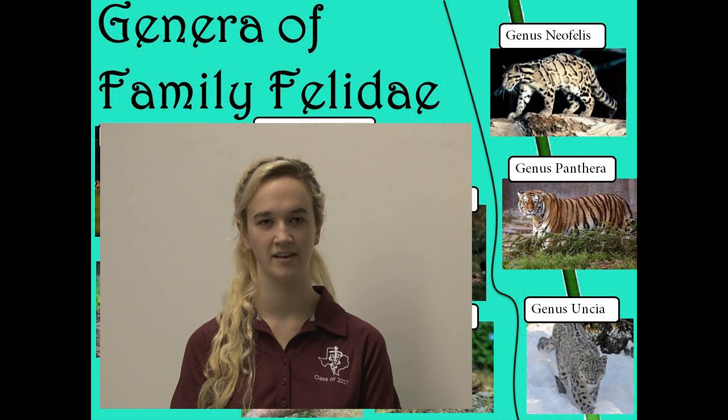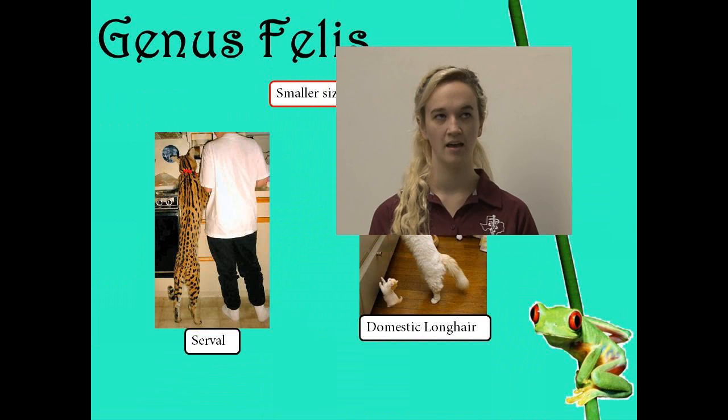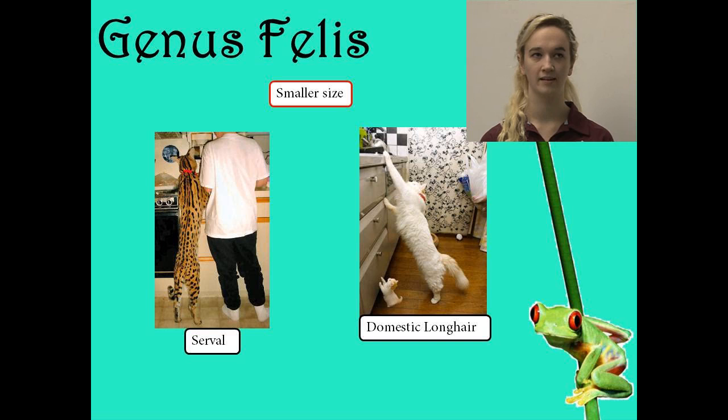So I just think that's kind of cool. And you can go home and tell your parents that you know what a happy tiger sounds like. But we're going to focus on the animals in the genus Felis for the rest of this time. So what makes those animals different from the other cats? What puts it in that category? Actually, it's just that they're smaller.